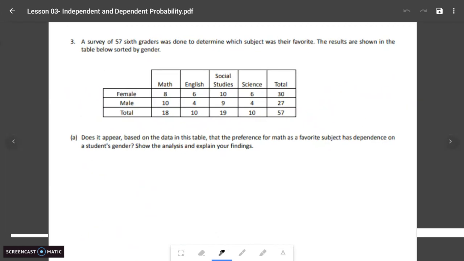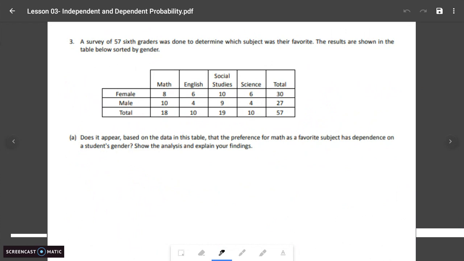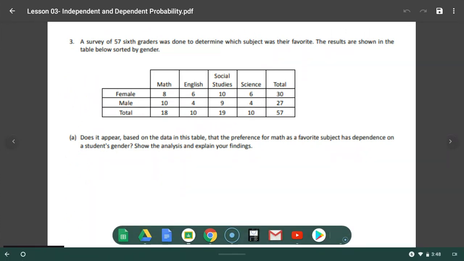So we have a survey of 57 sixth graders was done to determine which subject was their favorite. The results are shown in the table below, sorted by gender. Does it appear, based on the data in this table, that the preference for math as a favorite subject has dependence on a student's gender? Show the analysis and explain your findings. In this case, we're trying to see if the preference for math as a favorite subject has dependence on a student's gender. So those are two things we're looking at.